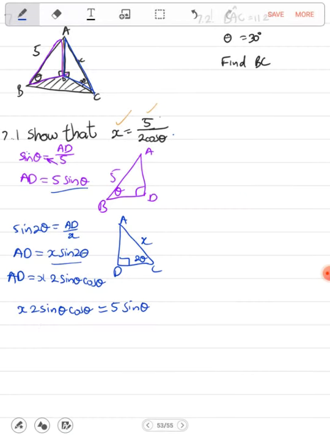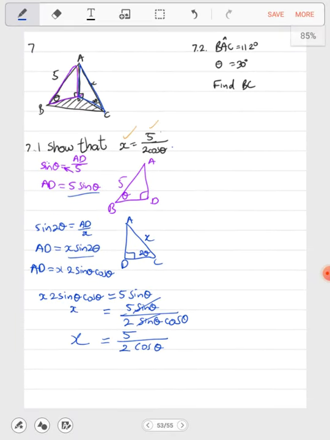Right, so now we want x only, so divide both sides by 2 sine theta cos theta. So I'm left with x here equals 5 sine theta, and what I brought under to divide will be my 2 sine theta, and I can see the answer coming shining through here. Those two cancel out, and we got exactly what we needed, x to be equal to 5 over 2 cos theta.